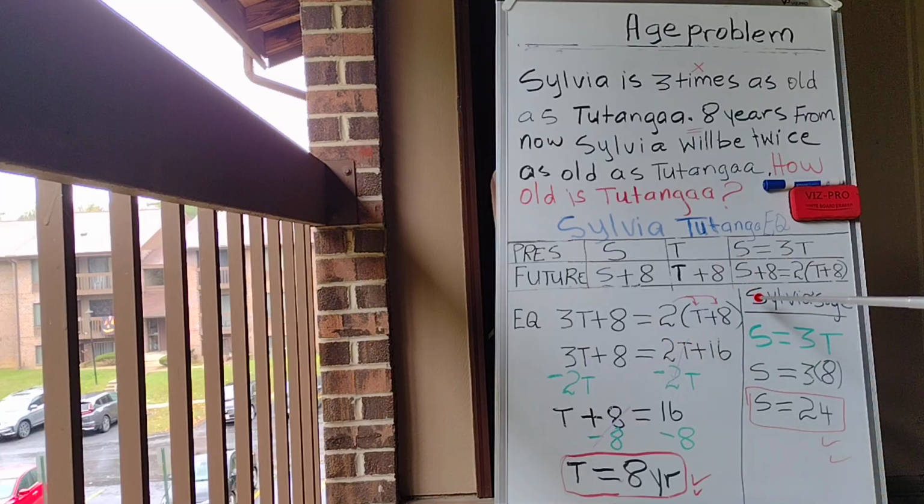How old is Sylvia? If we go back to the statement, it says that Sylvia is equal to 3 times Tutanga's age, and that is what we have here. What we can do is substitute 8, Tutanga's age, for t. If we do that, then we have 3 times 8, which is 24. In other words, Sylvia is 24 years of age.